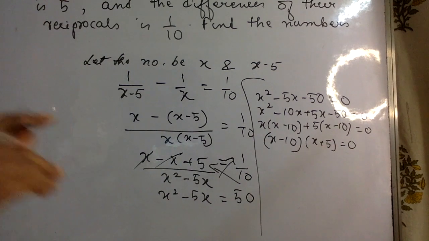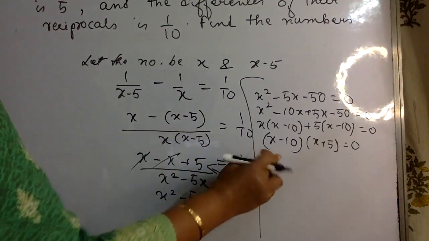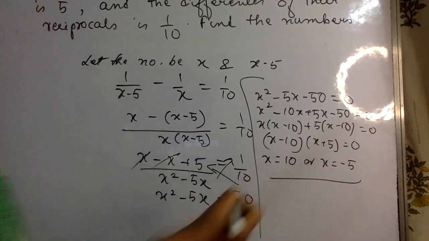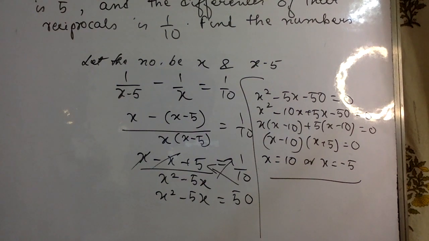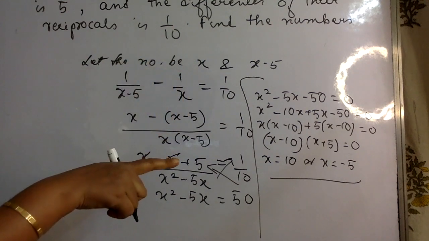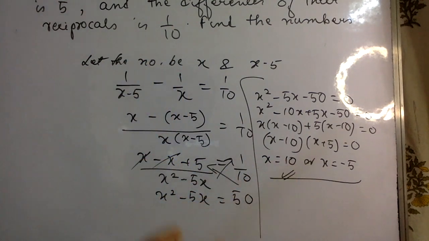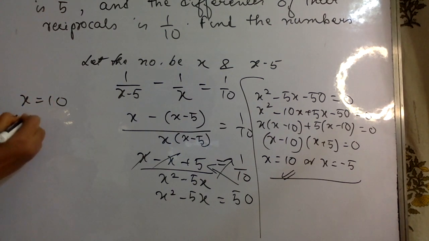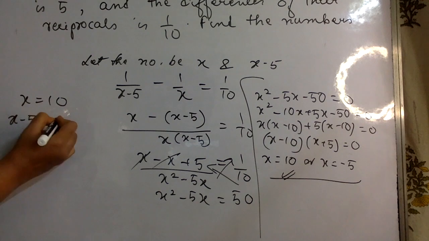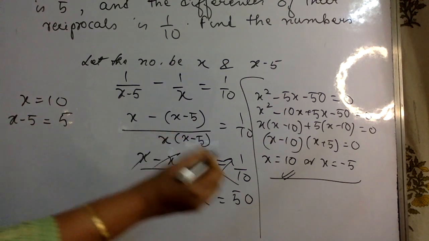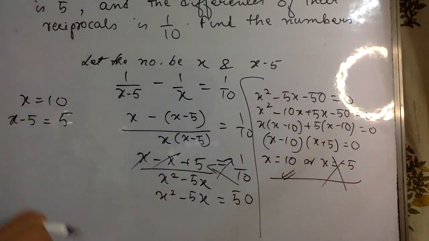So x is equal to 10 or x is equal to minus 5. Now we have to be very careful which number to choose. We cannot take x is equal to minus 5 because they told us natural numbers. So our answer is x is equal to 10, and x minus 5 is 5. So the two answers are 5 and 10. These are the two natural numbers.